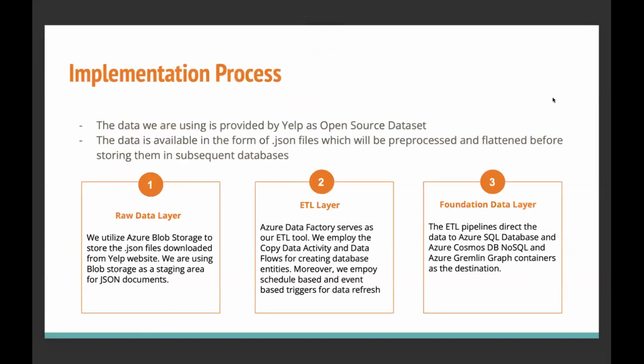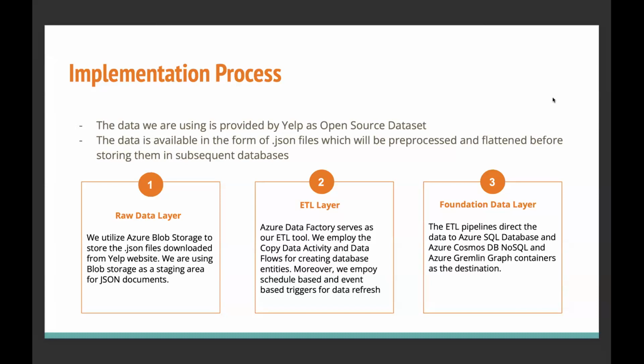Hello everyone, I'm Ashish Shinde, and we have used 3 data layers for this project. The first one is the raw data layer. So we are basically storing all the JSON files into Azure Blob Storage so that all 4 team members can simultaneously have access to the data on the cloud.